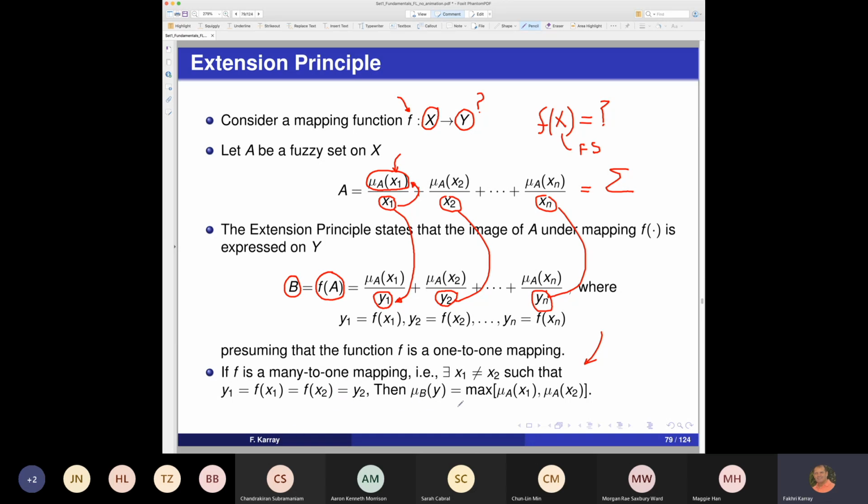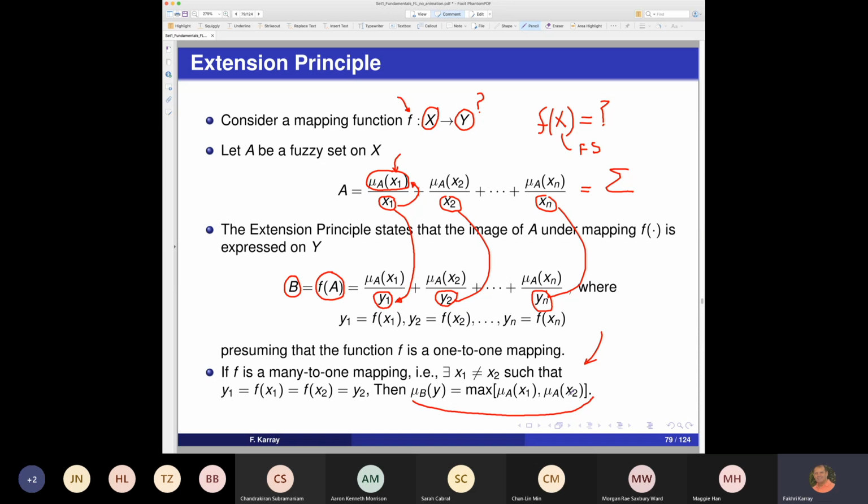So at that time, what we are going to do is keep those values the same, but their corresponding mu B, which is on the top, is going to be the maximum of mu A(x1) and mu A(x2). Okay, so that's how we are resolving this particular problem when we do not have a one-to-one mapping, when we have a many-to-one mapping.